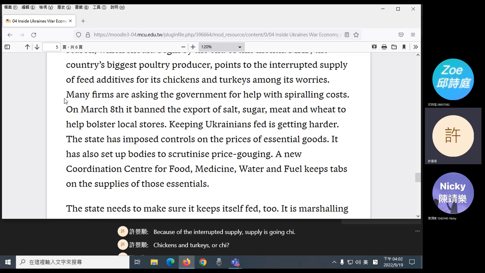Many firms are asking the government for help with spiraling costs. A spiral is a circle that doesn't close. In this case, spiraling costs means the costs are going up. But sometimes spiral can mean going down. For example, if someone says that their mental health is spiraling, it means that their mind is stuck thinking negative thoughts and it keeps going down and they can't stop it. But in this case, it's going up.